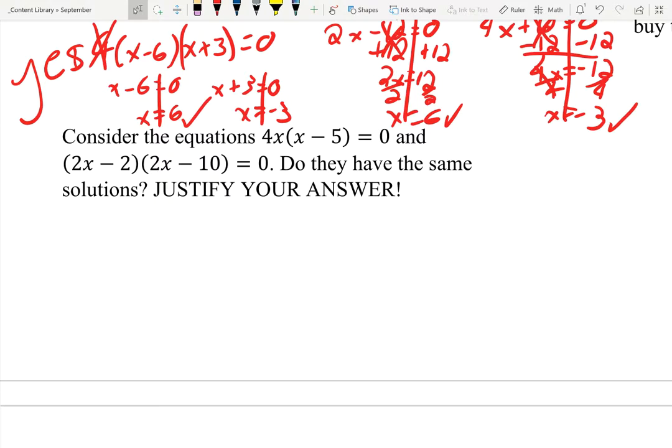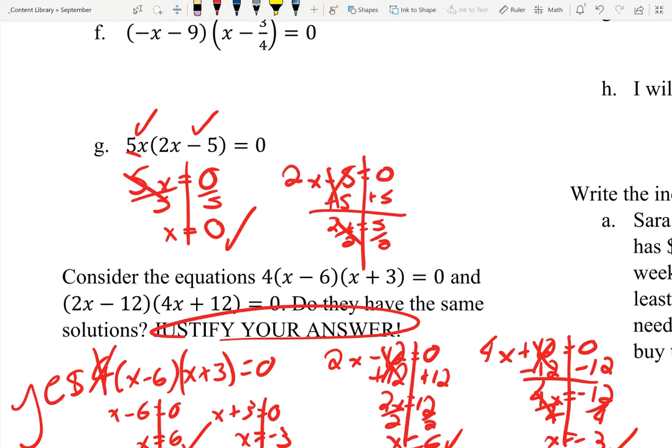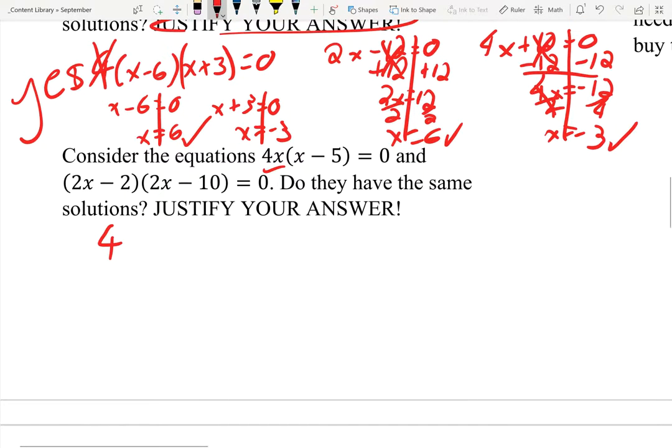So you're going to do the same thing for this problem here with 4x and x minus 5 equal to 0, and 2x minus 2 and 2x minus 10 equal to 0. Just to get you started, that x is actually important. We can't just throw away this part. We have to consider it like we considered the 5x up here. Because it has an x, it's more important. So we still have to take that group and set it equal to 0 and solve, just like x minus 5, set it equal to 0 and solve.